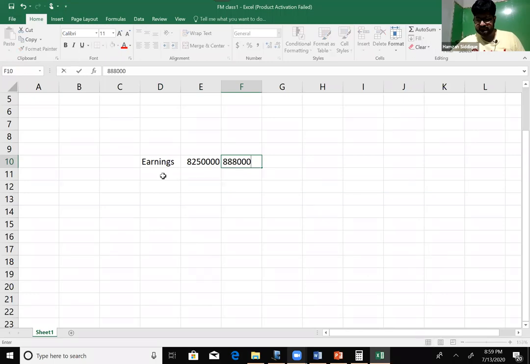Now they said that shares. How many shares they have? Their shares are 12 million. 12 million. Same shares both here.